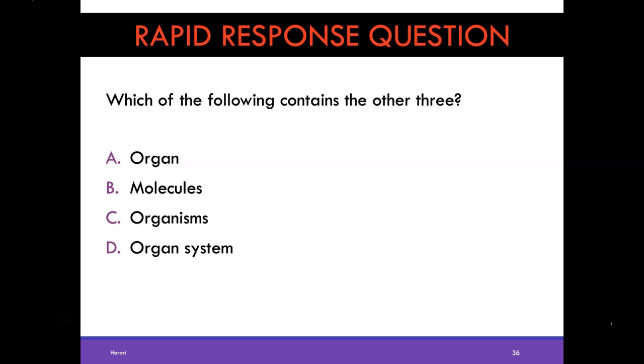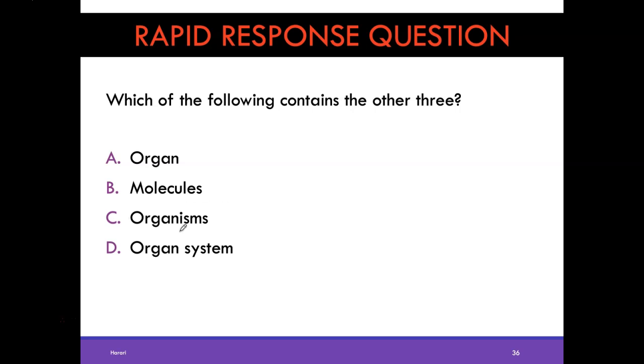And this is a question that doesn't have a very clear answer. We would say that the best answer is C, right? Organisms contain organ systems, which contain organs, which contain molecules. This is not the best multiple choice question. I put this here on purpose.